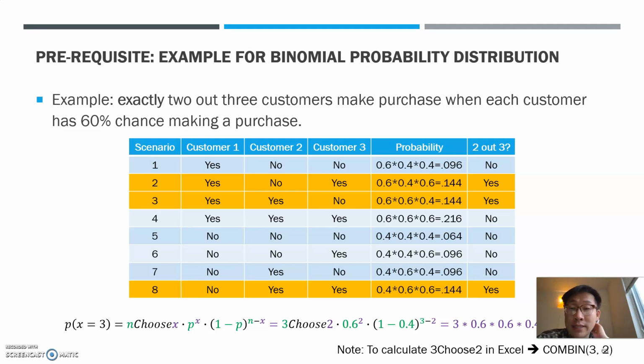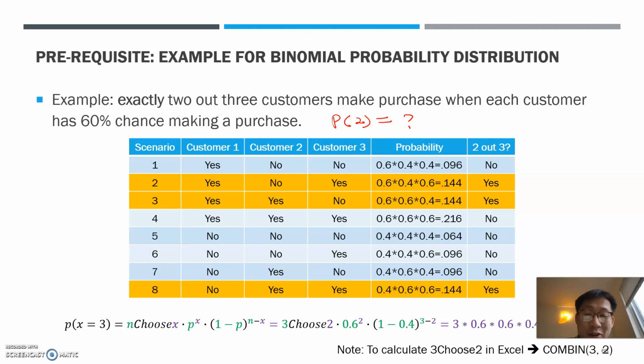So this is a simple example: exactly 2 out of 3 customers make a purchase when each customer has a 60% chance of making a purchase. So let's think about this. Okay, what is this? This is what we're trying to figure out: exactly 2 purchases out of 3 customers. So when you have 3 customers walk into the store at the same time, what happens?